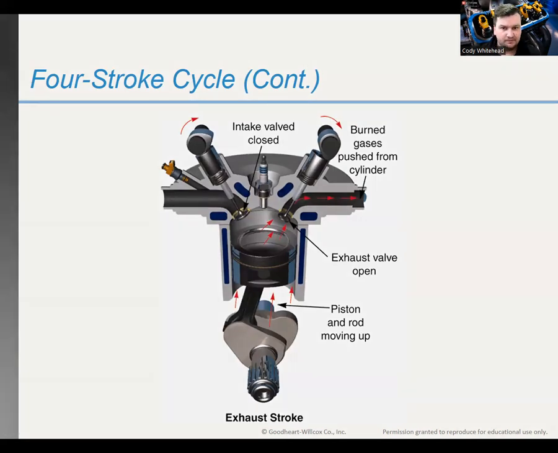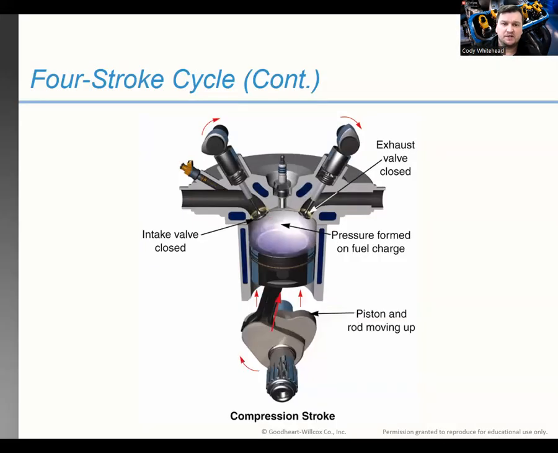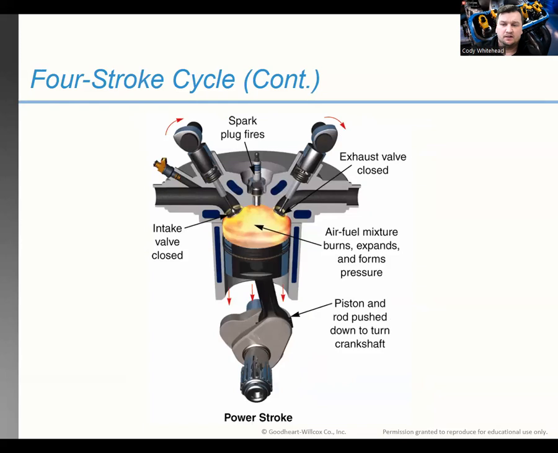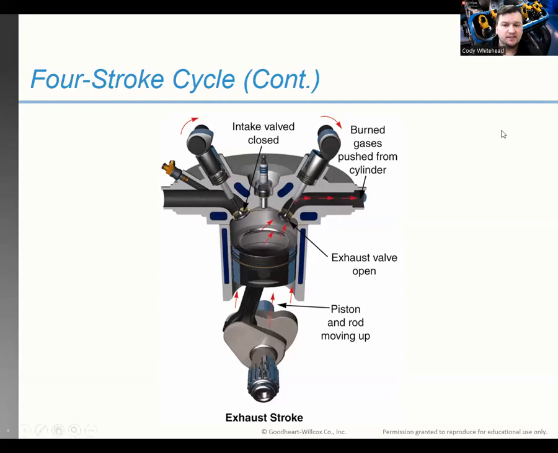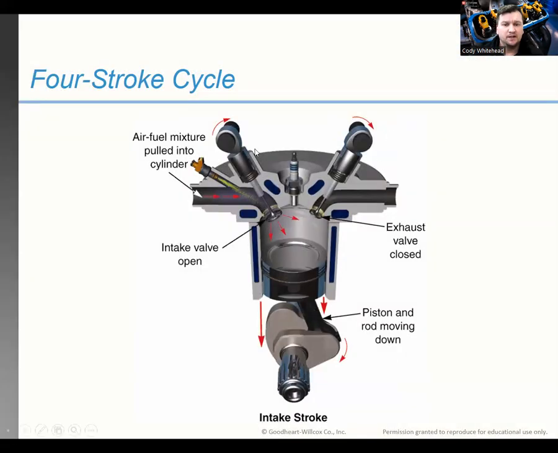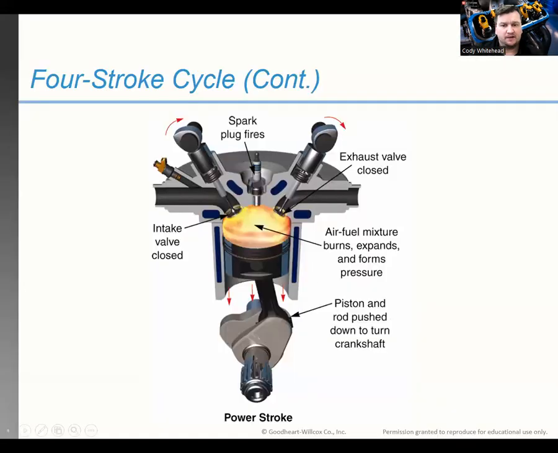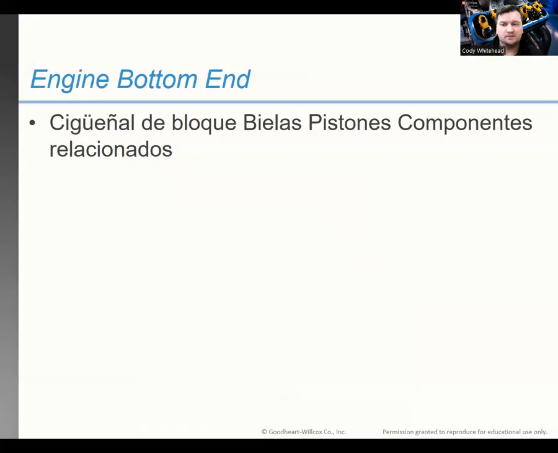So if you count it, intake is our first stroke, second is our compression, power stroke is our third, and our exhaust stroke is the fourth. As you can see, it's going to come up, and when it gets to the maximum height and that exhaust valve closes, the intake valve is going to open as the piston comes back down, and it's going to draw more air and fuel in, and we start the cycle back over again. So it goes over and over again. It's a never-ending cycle until we stop it or something happens.